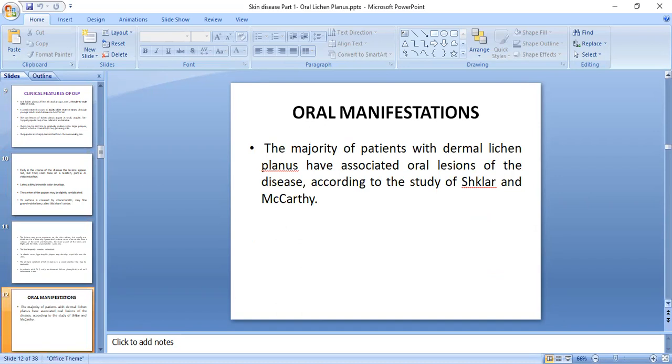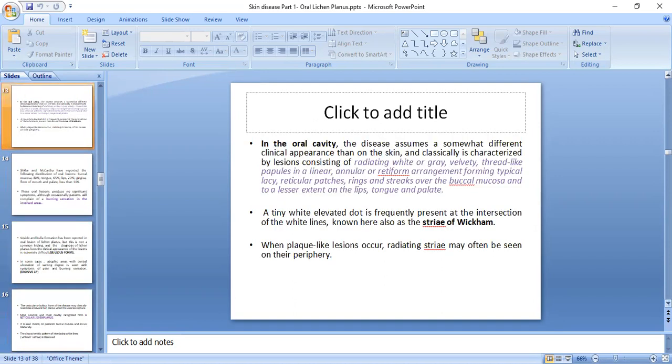Next, coming to the oral manifestations. The majority of patients with dermal lichen planus have associated oral lesions of the disease, according to the study of Schickler and McCarthy. In the oral cavity, the classic features seen are radiating white or gray, velvety, thread-like papules in a linear, annular, or retiform arrangement, forming typical lacy reticular patches, rings and streaks over the buccal mucosa and, to a lesser extent, on the lips, tongue, and palate.